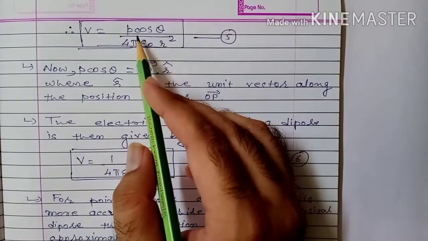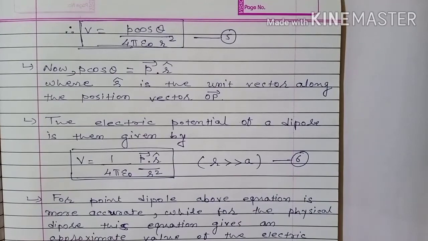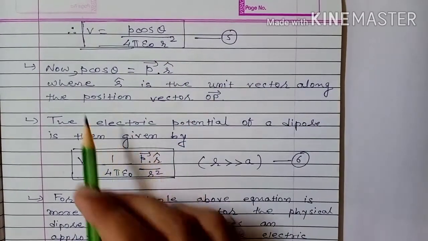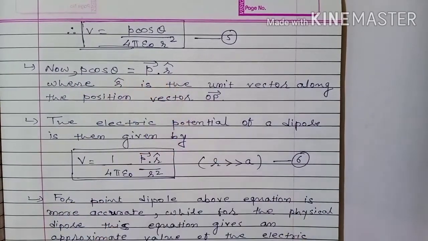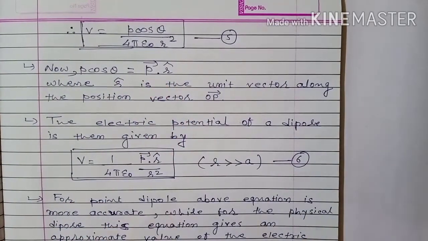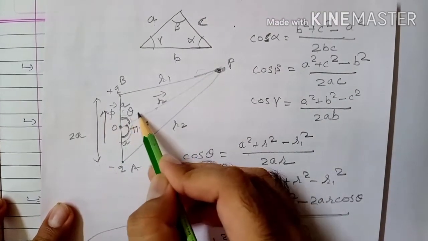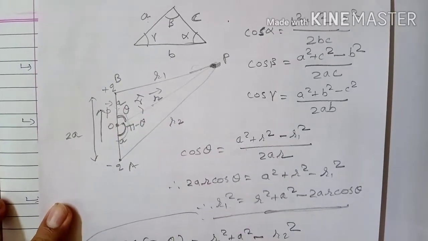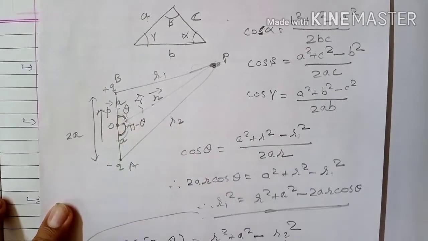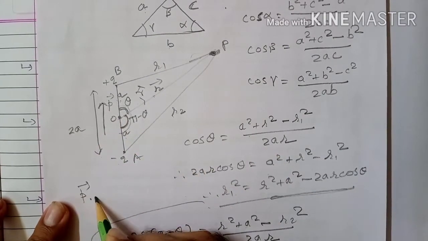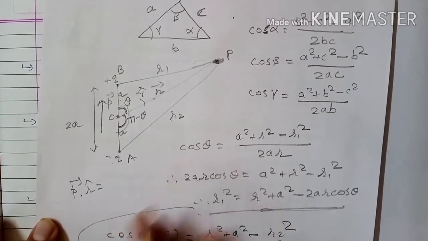Here theta is the angle between the dipole moment and the r vector. Equation number 5. Now p cos theta is equal to p vector dot r cap. How can we write this? p cos theta is equal to p vector dot r cap, because here this is the direction of the dipole moment and r cap will be in this direction. What is the angle between p vector and r cap? That is theta.